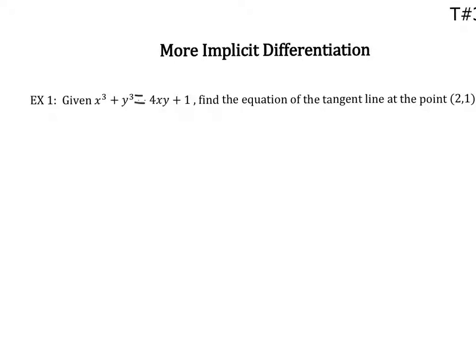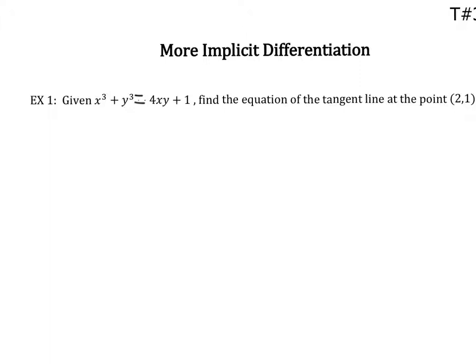All right, so we're going to do some more stuff with implicit today. So this first one, you should be an expert on being able to find the derivative, finding dy/dx. So let's see if you can do it. It says, given this equation, find the equation of the tangent line at the point (2, 1).